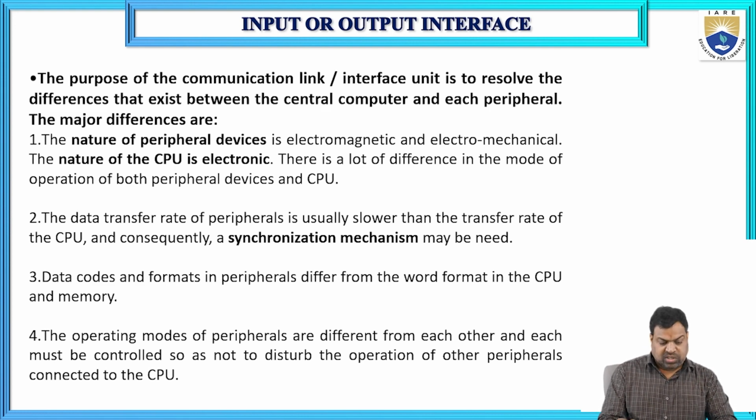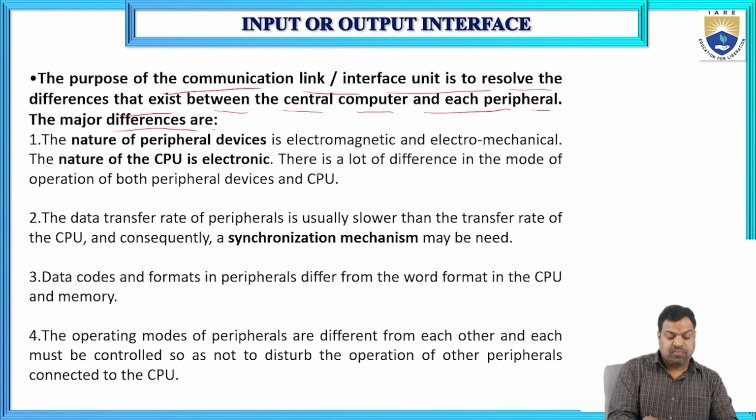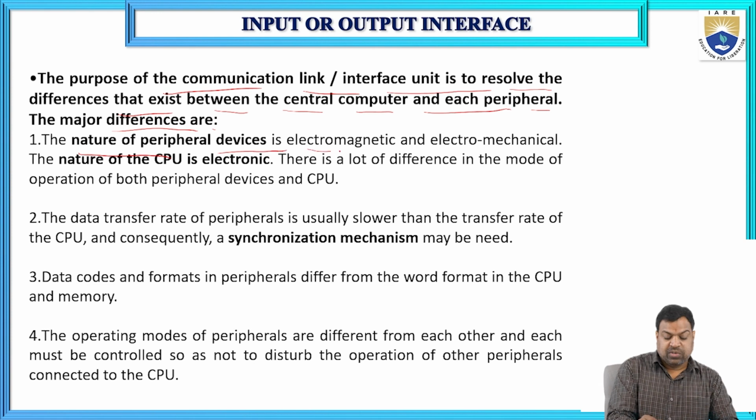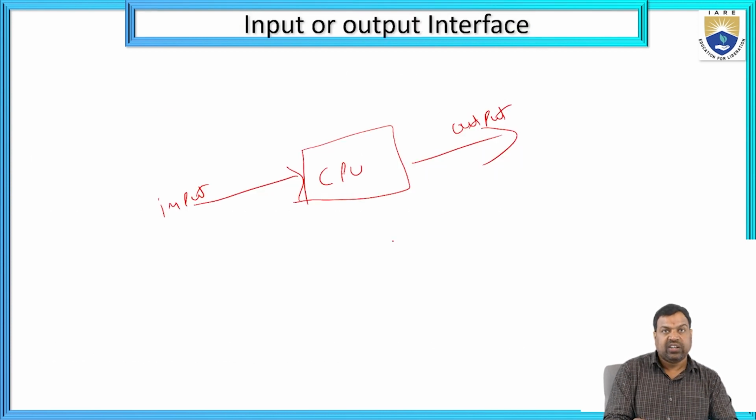So what is the first point now? The purpose of the communication links or interface unit is to resolve the differences that exist between the central computer and each peripheral. The major differences are, suppose you are connecting the CPU with input and output, the nature of peripheral devices is electromagnetic and electromechanical. The nature of the CPU is electronic. There is a lot of difference in the mode of operation for both the peripheral devices and the CPU.